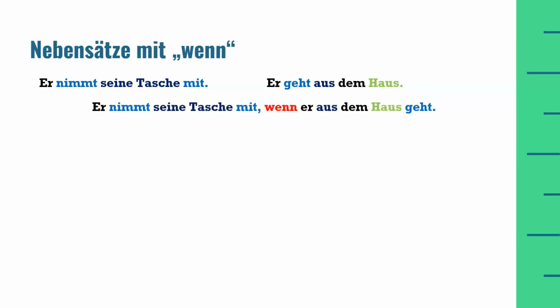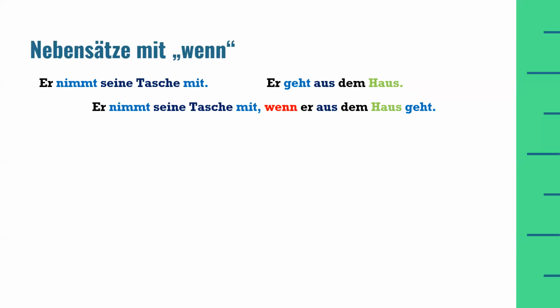Er nimmt seine Tasche mit. He takes his purse with him. Er geht aus dem Haus. He goes from the house. Now, if we combine these two sentences with the conjunction wenn, it becomes: Er nimmt seine Tasche mit.